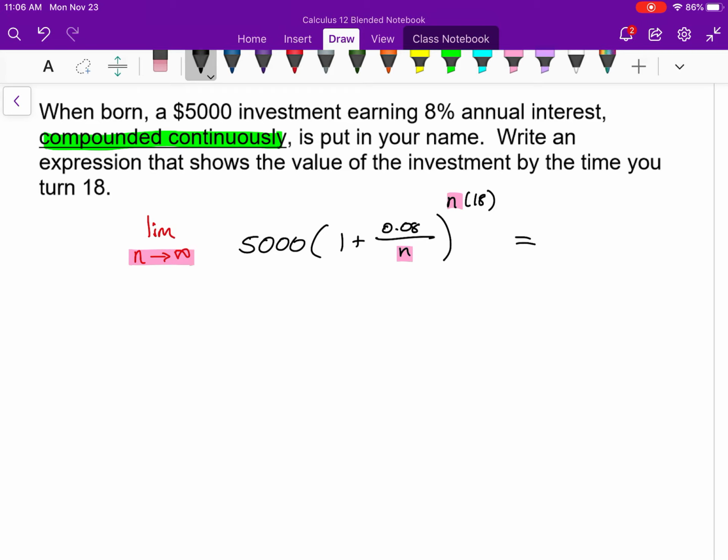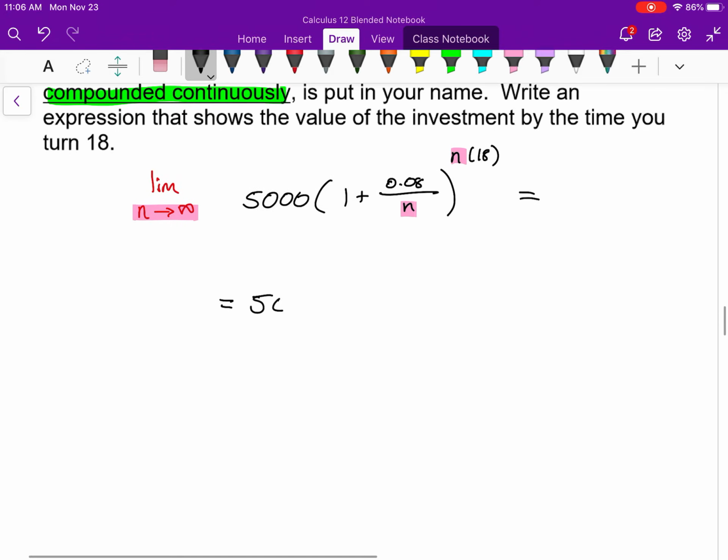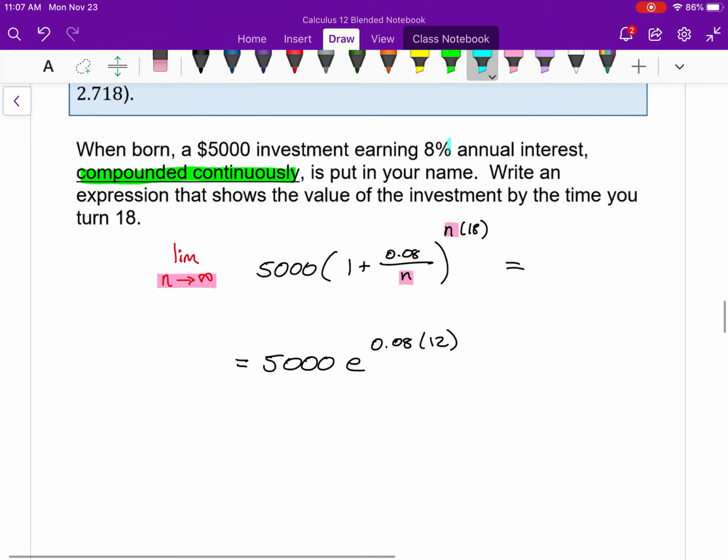It kind of, like I said, the more and more you compound, it gets more, but less and less so. And so that said, this here, which sounds kind of strange, because how do you evaluate this when n, you can't actually put infinity in? Well, this is always going to be the same as 5,000 times e to the power of r, which is 8%. Again, not 80%, 8%, times t, which is 12. So while I can't directly evaluate this expression at the top, I can directly evaluate this expression right here.